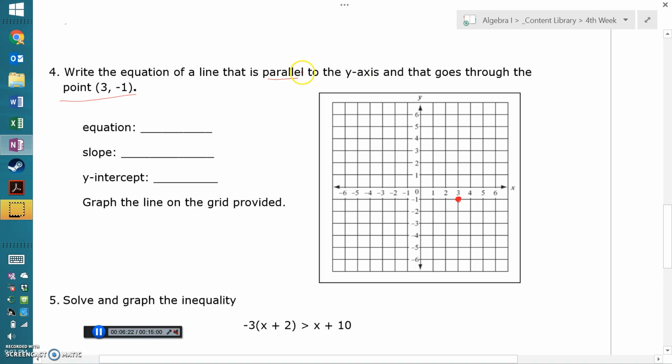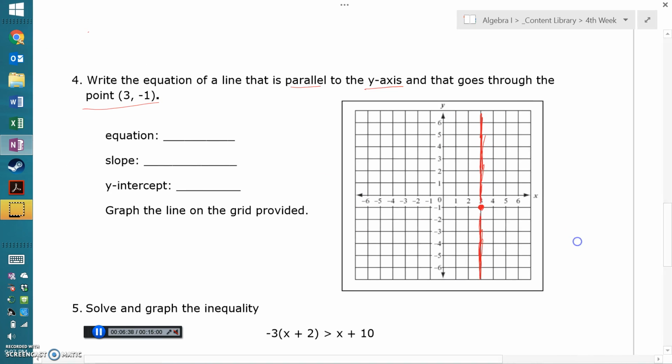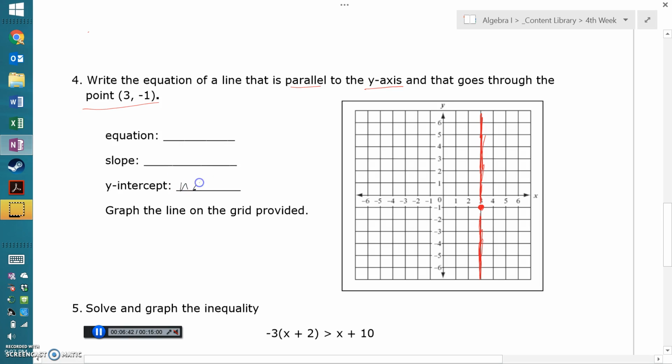Draw a line parallel to the y-axis. So here's my y-axis. Here's the point. The y-axis is straight up and down, so that's how I'm going to draw this line. Some information you can already pull out of here is the y-intercept: there is none. This isn't going to touch the y-axis, so I can't say that there's a y-intercept.